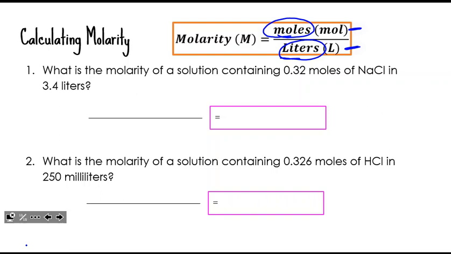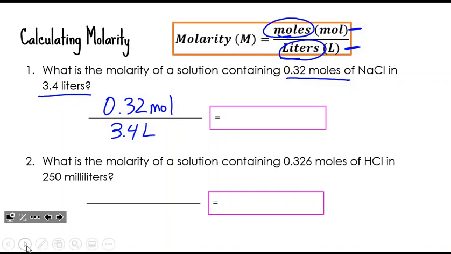Now for the calculating part, pretty easy stuff. It's just moles divided by liters. So what is the molarity of a solution that contains 0.32 moles of sodium chloride in 3.4 liters? Well, we go like this, put the moles on top, we put in the 3.4 liters on the bottom, and then we just use our handy dandy calculator.